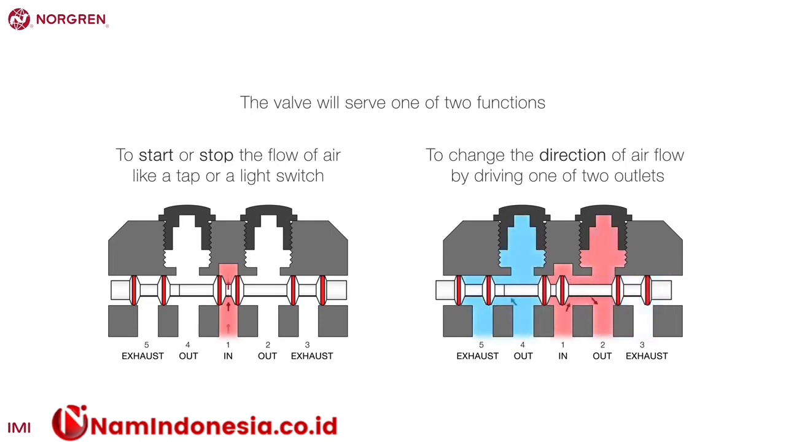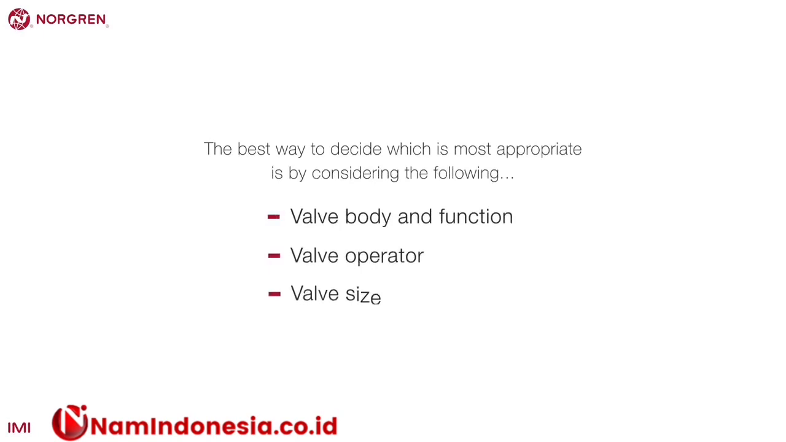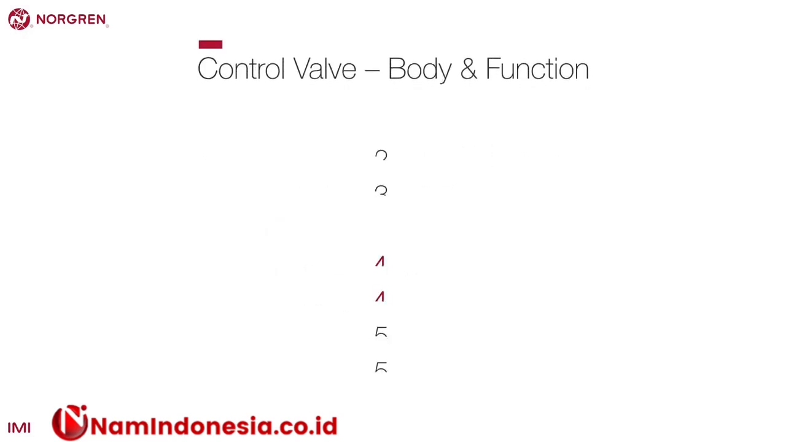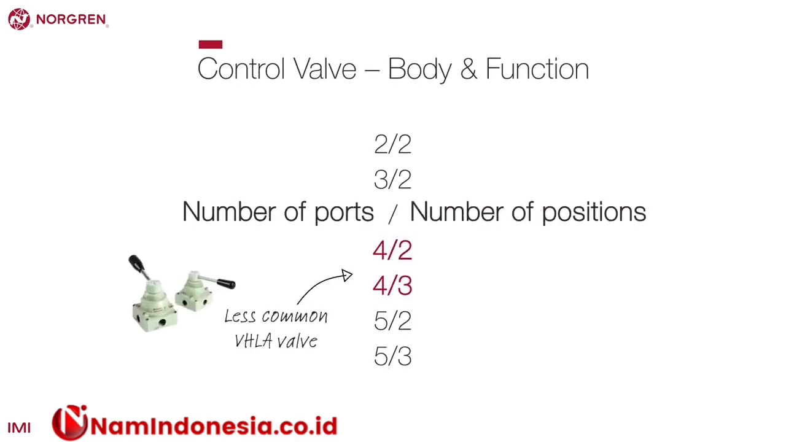There are a number of valves to choose from. The best way to decide which is most appropriate is by considering the following: valve body and function, valve operator, valve size. The function of a valve is determined by two attributes: the number of ports and the number of positions. They are commonly displayed like this.